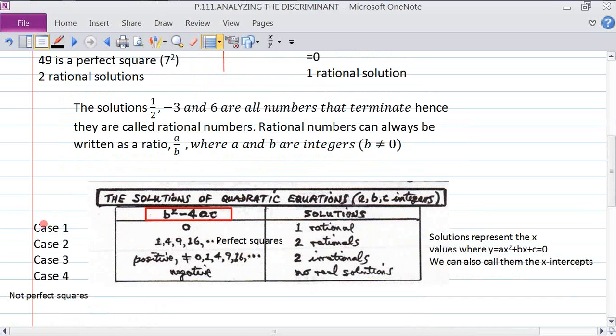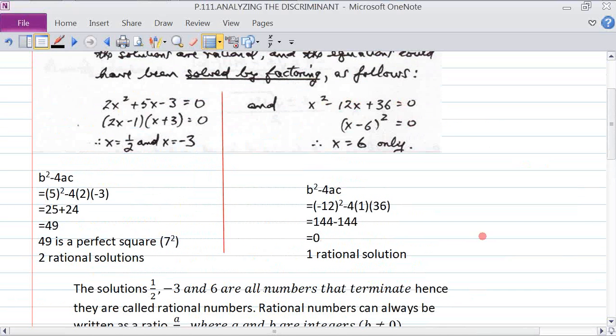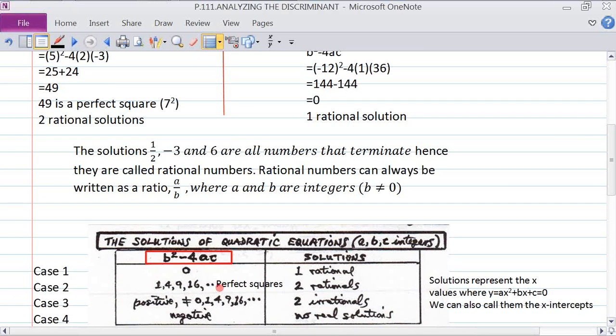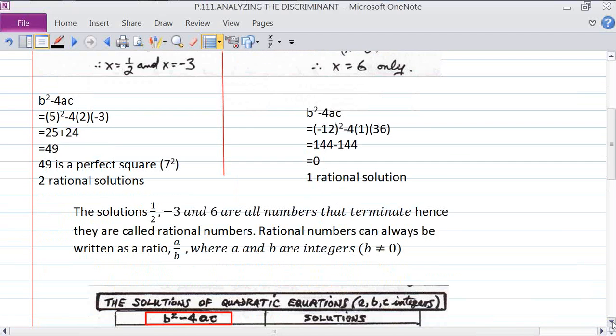So here we have case 1, where b squared minus 4ac is 0. That's this one right over here. That's case 1. Okay. And where b squared minus 4ac is a perfect square, then we have two rational solutions. And that is the other case right over here, 2x squared plus 5x minus 3. This is a perfect square, and there's two rational solutions. Here was only one solution. Here there's two solutions, and they can be expressed as ratios.